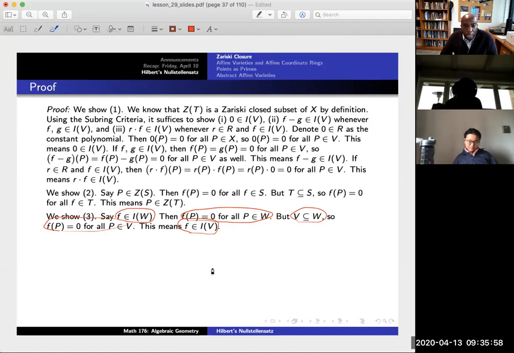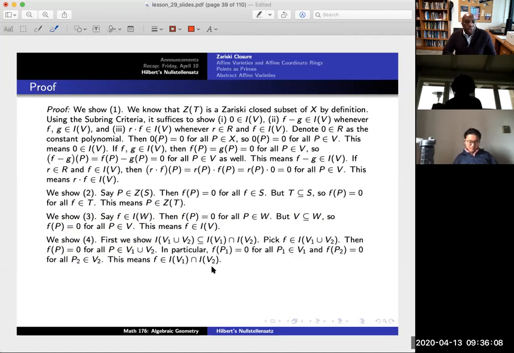Okay. All right, any questions up to this point? Okay, all right, so we're about halfway done. Now let's show statement 4. I want to show what happens, how the union is compared to the intersection. So first, let's prove that I of the union is contained in I of the intersection.